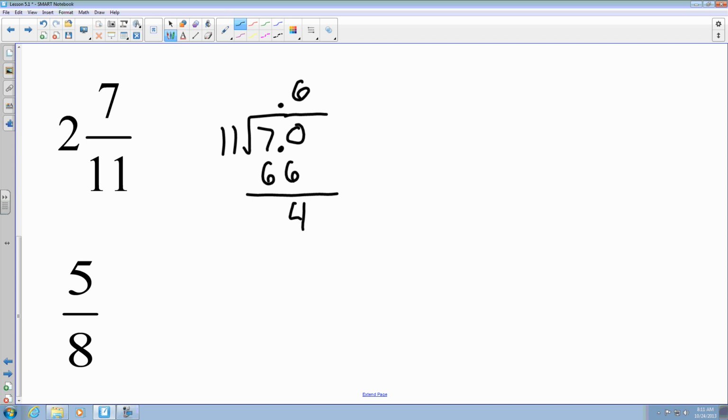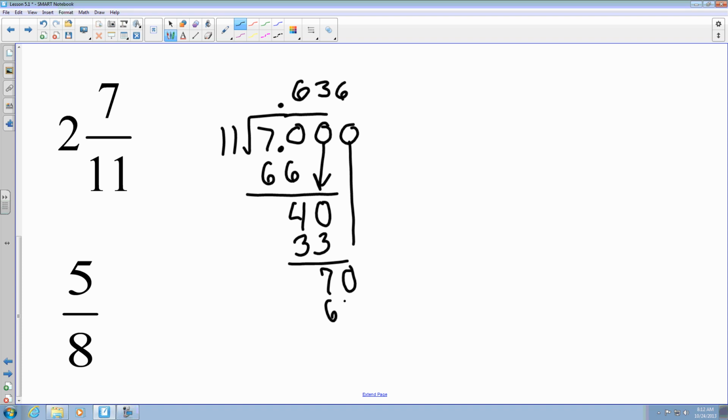Since I have a remainder, I'm going to put another 0, bring it down. And now I'm going to look at how many times I can get 11 into 40. That's just 3. And that becomes 33. This is a difference of 7. Bring this down. I have 70 again. It looks like it'd be another 6. This is 66. 4, 0, 4. And it would be 3. So now I'm seeing a pattern. Okay? The pattern is 6363.